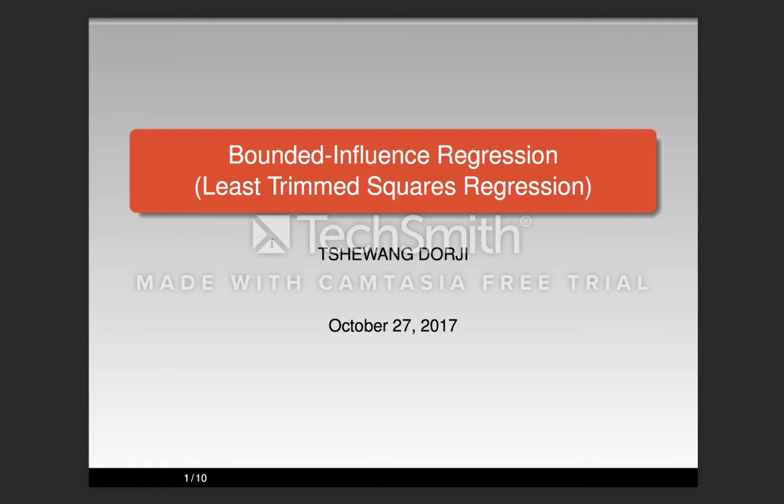I'm doing a Masters of Statistics at the University of Wollongong. Today I'm going to present on the topic bounded influence regression. My presentation will be focused on least trimmed squares regression, which is the main part of bounded influence regression.